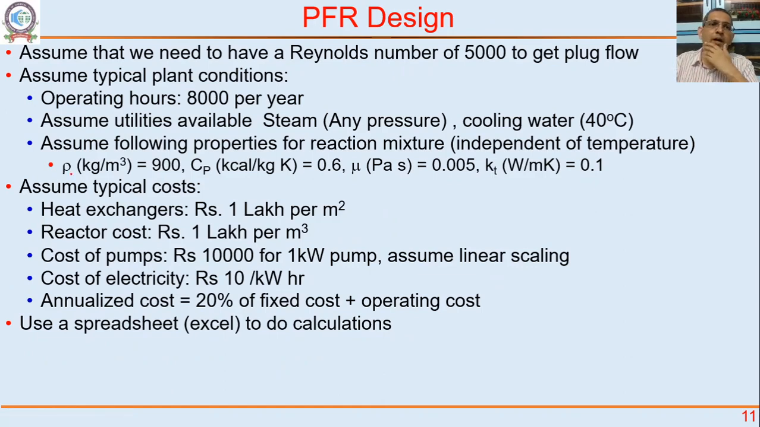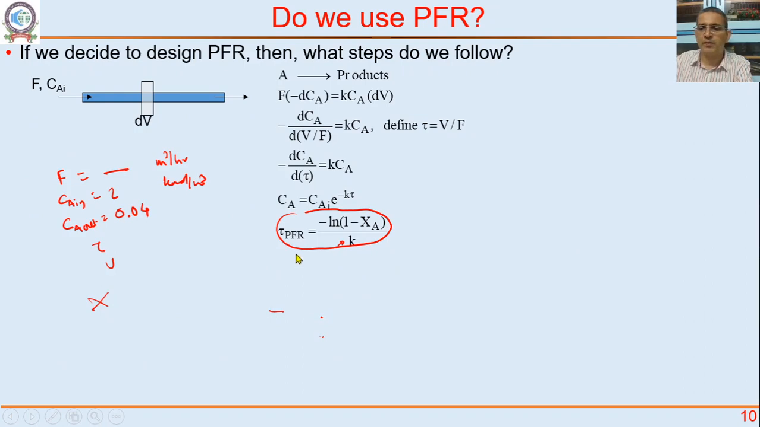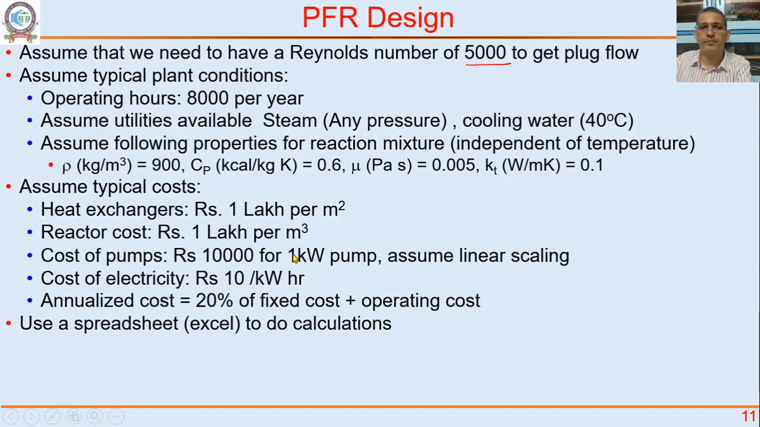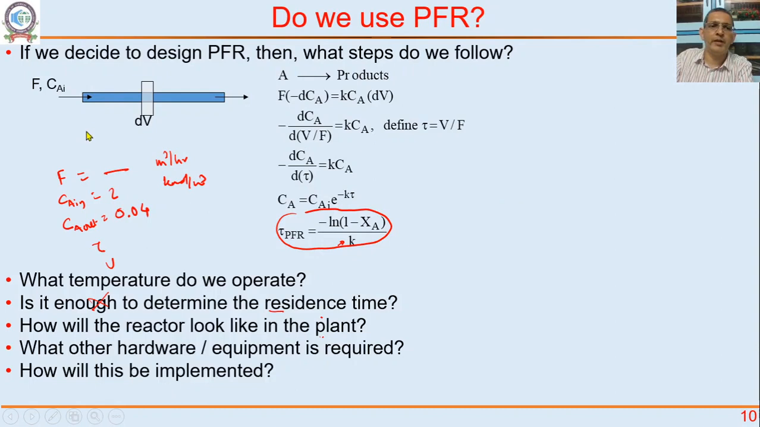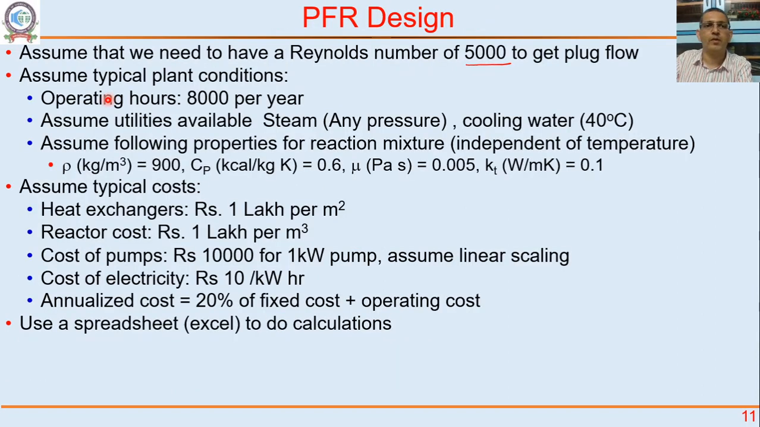Assume some considerations. Assume that to get to plug flow, we need a Reynolds number of 5000. In this tube, in the reactor, you need a Reynolds number of 5000 here. So the operating conditions, all these things, are the same. Calculate the costs at different temperatures.